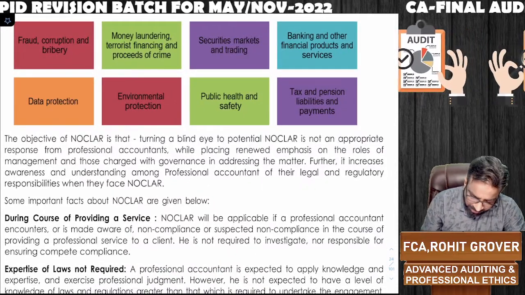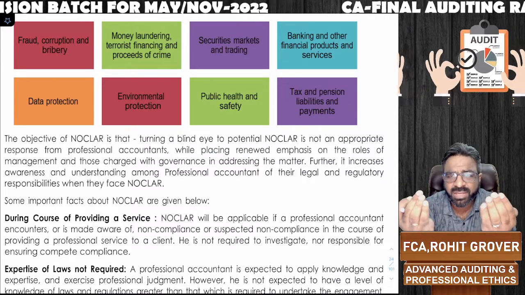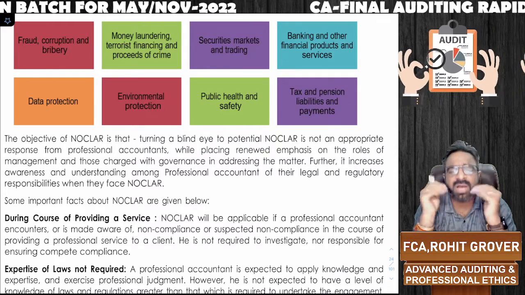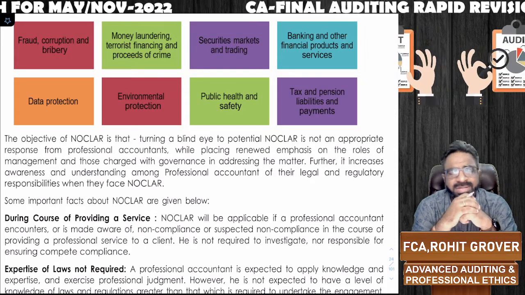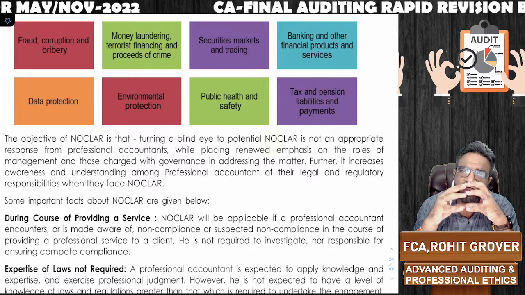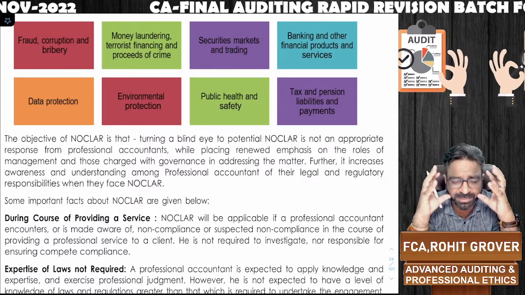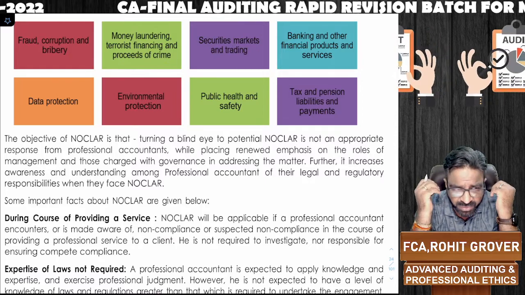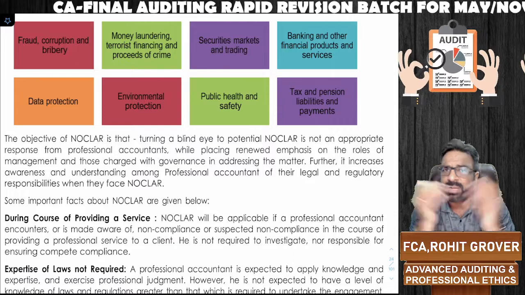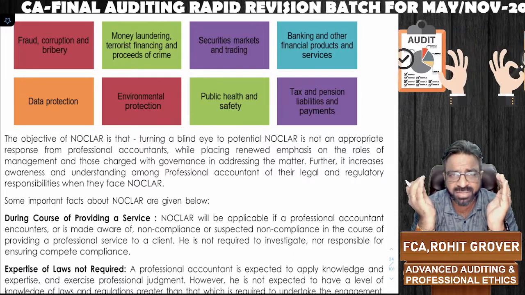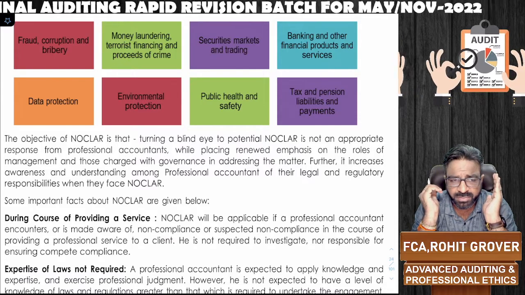Now, what is the objective of NOCLAR? The objective of NOCLAR is that the auditor should not turn a blind eye. If the auditor keeps his eyes closed, how will the stakeholders have belief in the auditor then? For a professional accountant in service, people expect quality work from a chartered accountant. You are not expected to shut your eyes. If in front of you any kind of NOCLAR, non-compliance of law and regulation, is going on, you are expected to open your eyes and report it. Are you getting the point or not? So that is what they are saying.